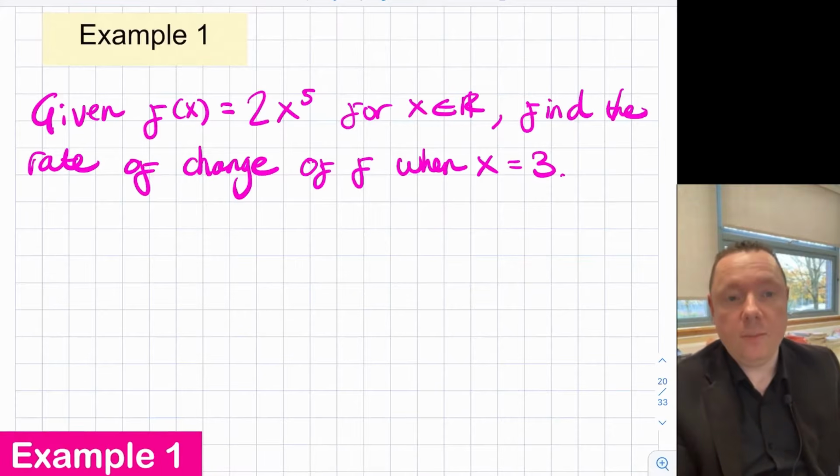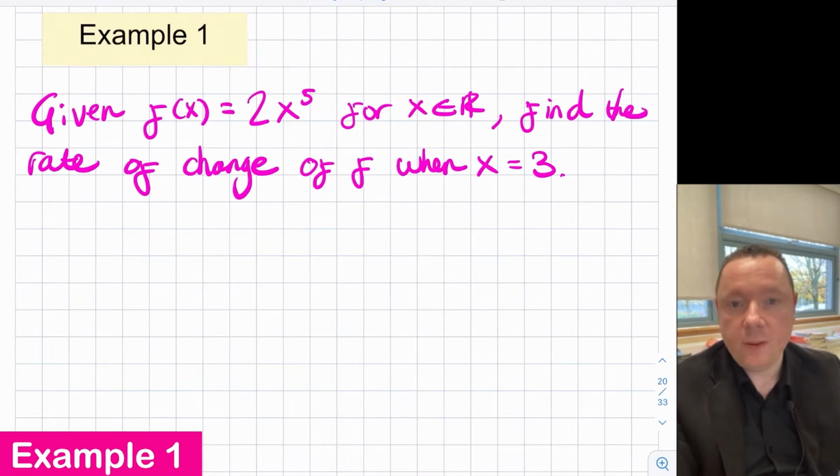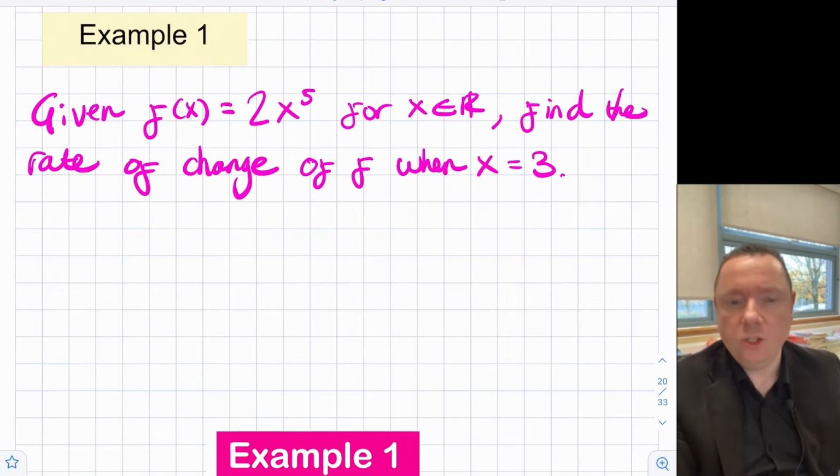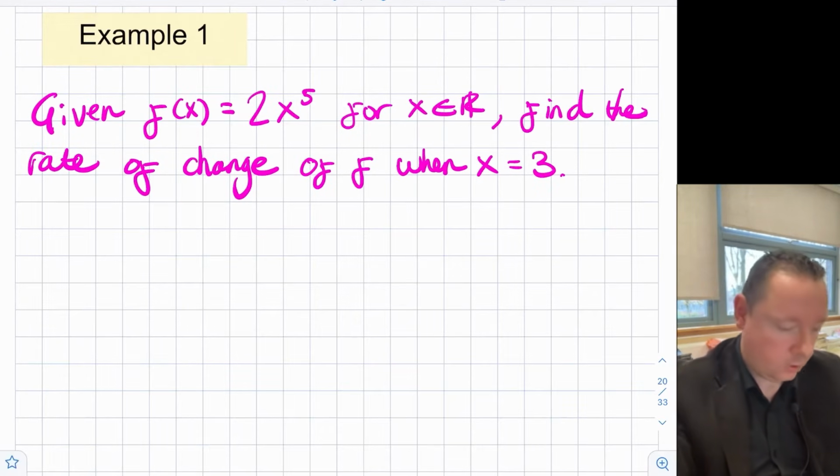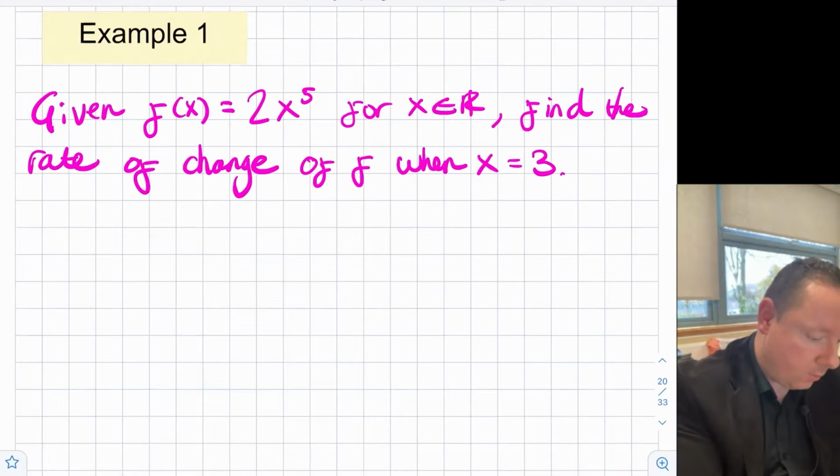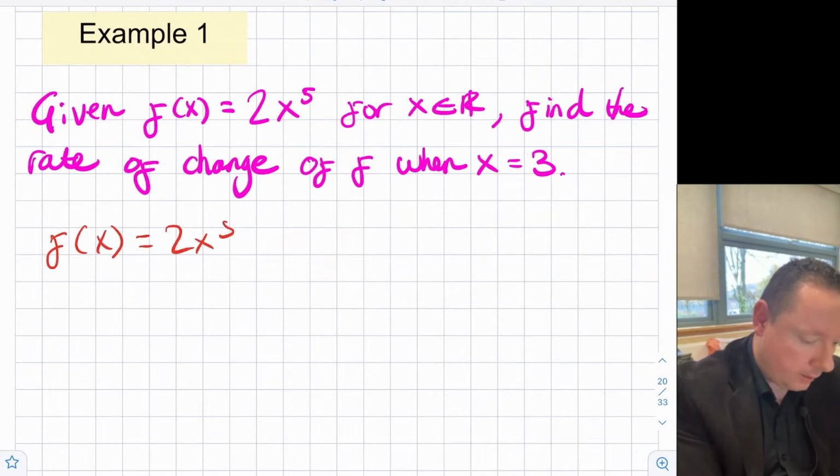Okay, so the first example says, given that f of x is 2x to the power of 5 for x a member of the real numbers, find the rate of change when x equals 3. So this is nice and simple to start with. We can straight away say f of x is 2x to the 5. We need to differentiate it to find the rate of change. So f dash x is 10x to the 4.